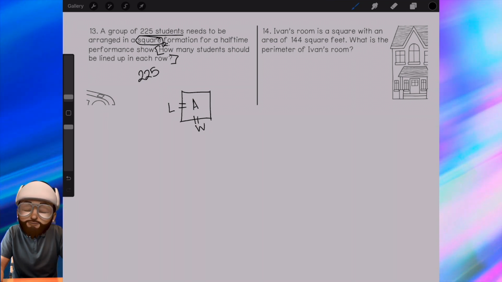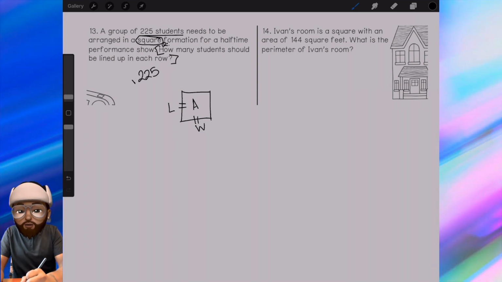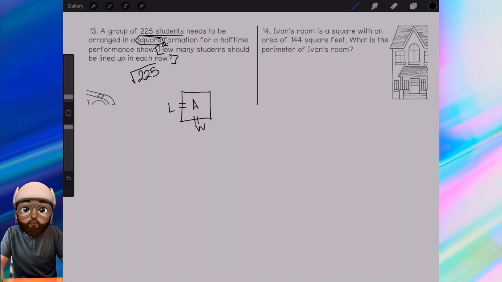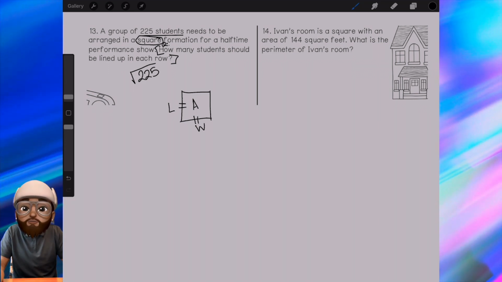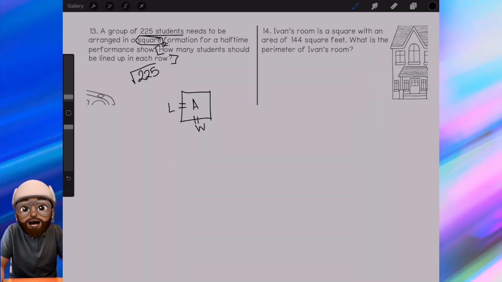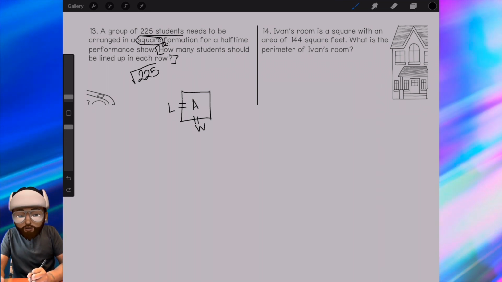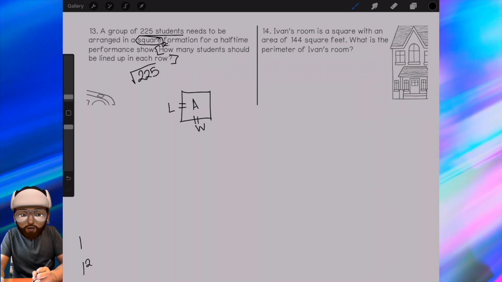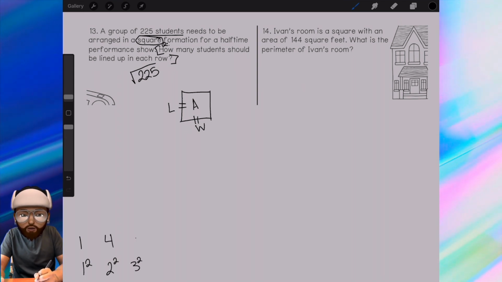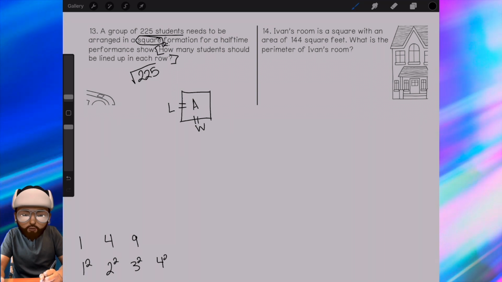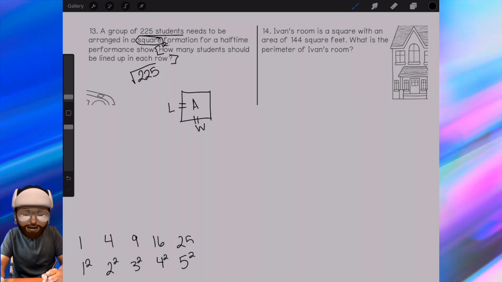So let's do that now. We have 225 students, and we need to find the square root of 225. What I like to do is write down all of the squares that I know and see if we happen upon 225. Let's do that now. 1 squared is 1. 2 squared is 4. 3 squared is 9. 4 squared is 16. 5 squared is 25.